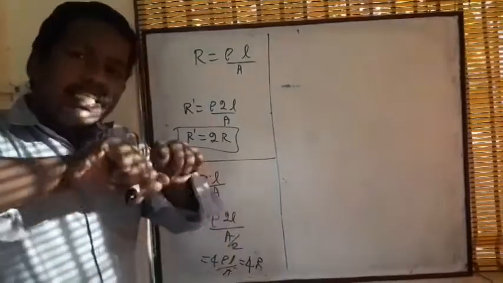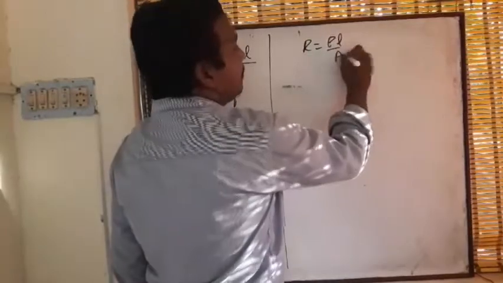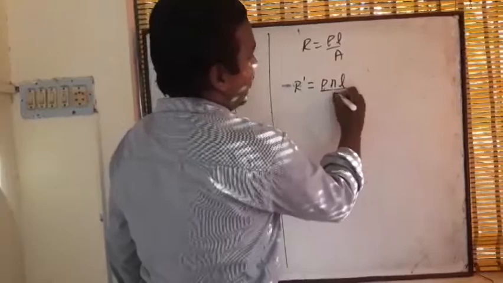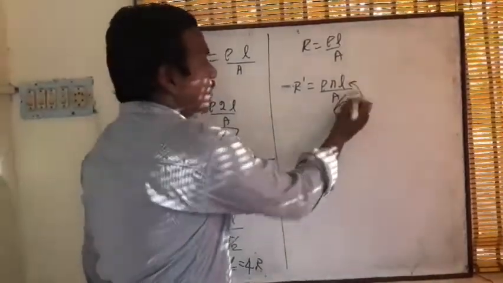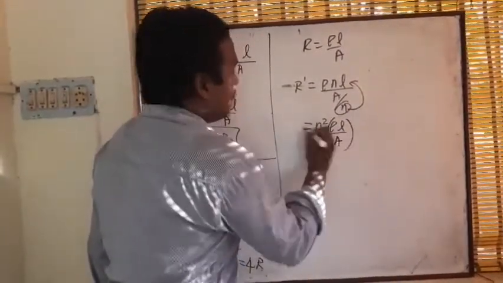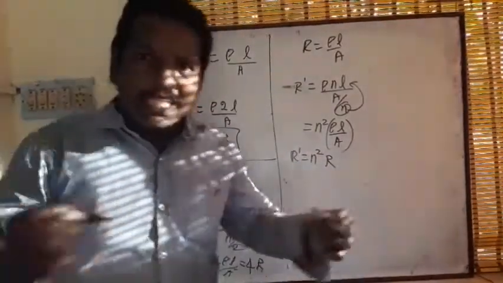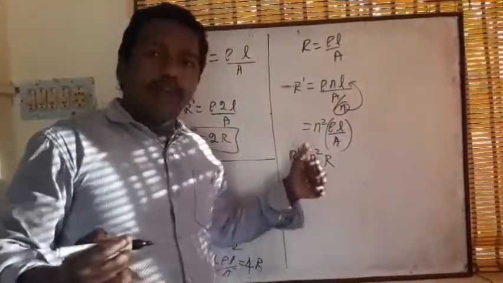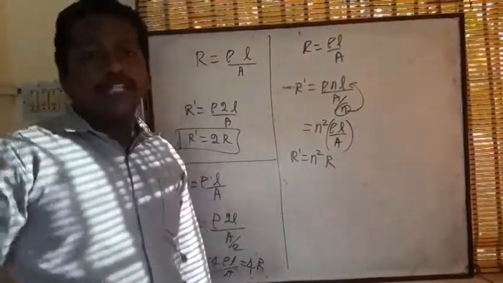In case the length is stretched N times, R is equal to rho times L by A. If stretched N times, the new resistance will be rho times NL divided by an area decreased N times. That means N goes to the numerator and you get N square rho L by A. That means the new resistance will be N square times the old resistance. If the wire is stretched 4 times, the new resistance will be 16 times, because N square is 16. If the wire is stretched 8 times, 8 square is 64 times, so the new resistance increases 64 times.